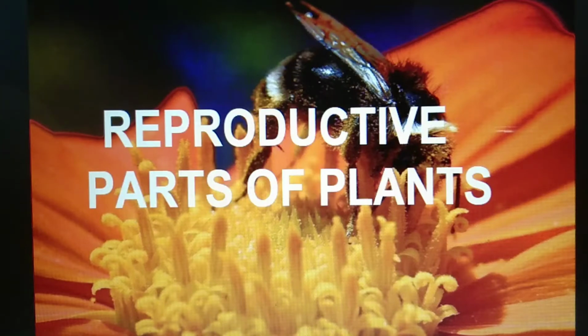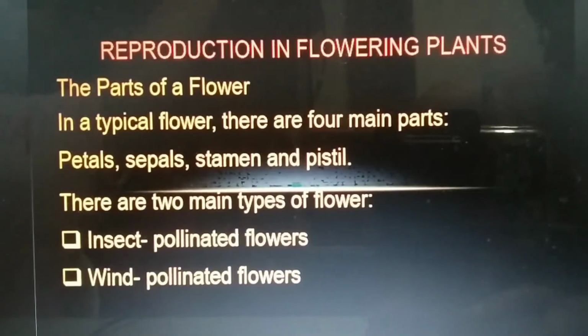For today, we will be discussing the reproductive parts of the plants. Flowers are important for sexual reproduction in plants. They produce the male sex cells and the female sex cells. These sex cells must meet to begin the process of reproduction called pollination. Later on, we will be discussing the two main kinds of pollination, the self-pollination and the cross-pollination.